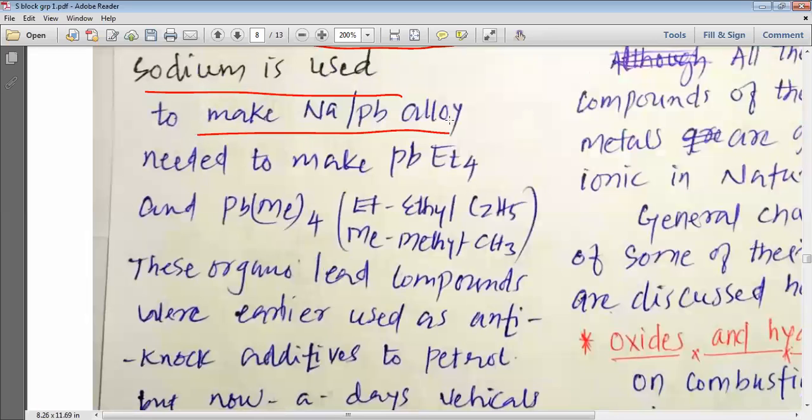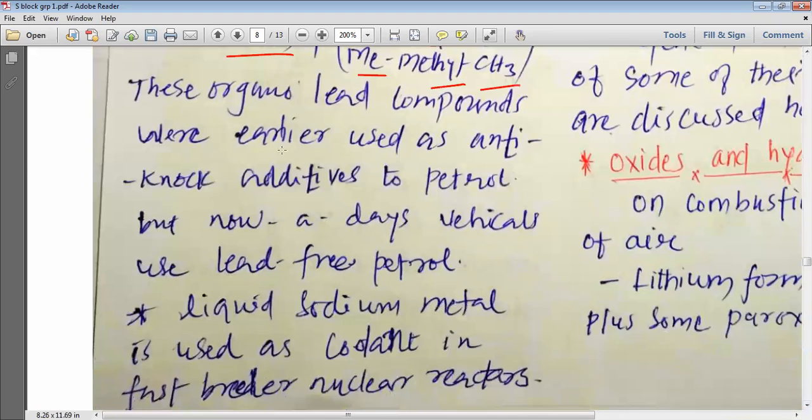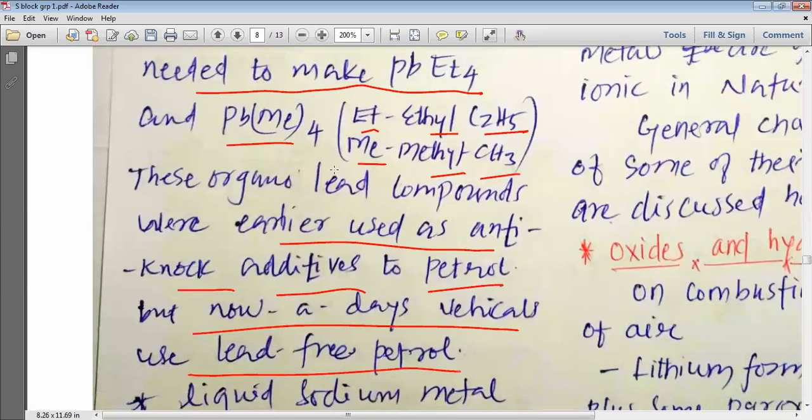Sodium is used to make sodium lead alloy. This sodium lead alloy is needed to make PbEt4, that is tetraethyl lead, or PbMe4, that is tetramethyl lead. This Et means ethyl group C2H5, and Me means methyl group CH3. These organo-lead compounds were earlier used as anti-knock additives to petrol, but nowadays vehicles use lead-free petrol. Previously, the petrol was added with these compounds, PbEt4 or PbMe4, and these compounds were used as anti-knock agents.